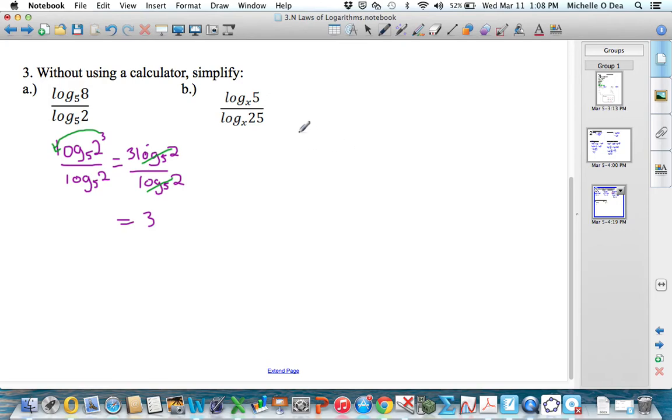The second question is very similar, using exactly the same idea. I can't do much with log 5 base x, however I can do something down here, because I know 25 can be written in terms of 5. It's a power of 5, so we can use our exponential rules again. So we keep the numerator as it is for the moment, and then we're going to rewrite that 25 as 5 squared. I still can't do much with the numerator, so I'm just going to write it as it is again.